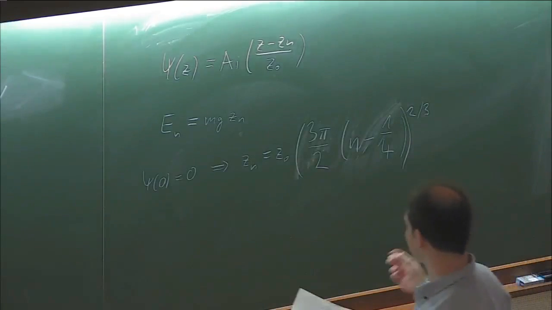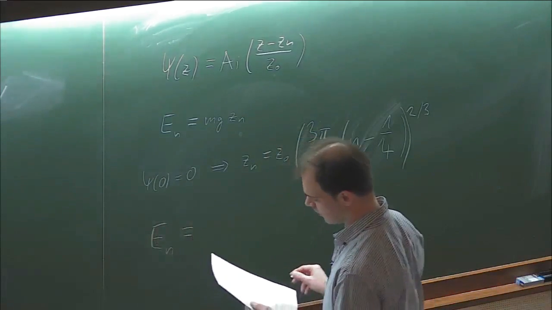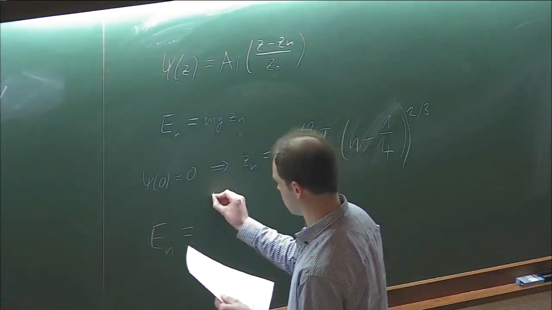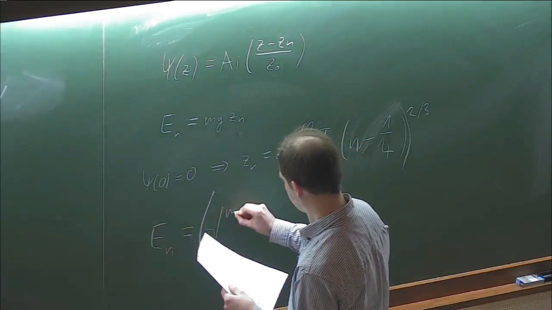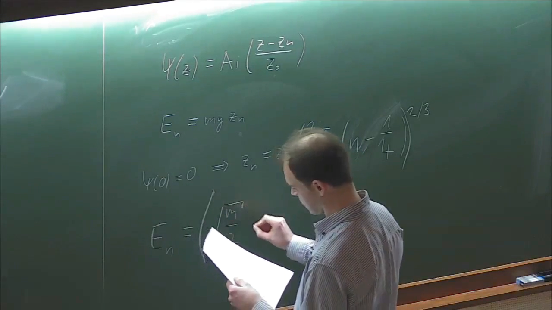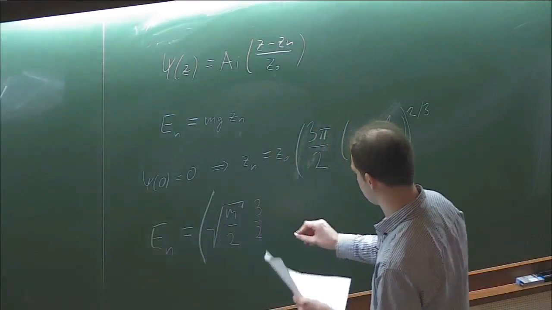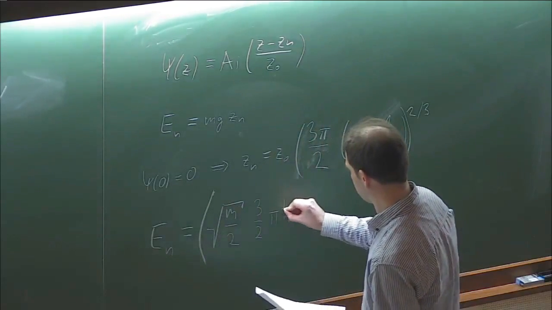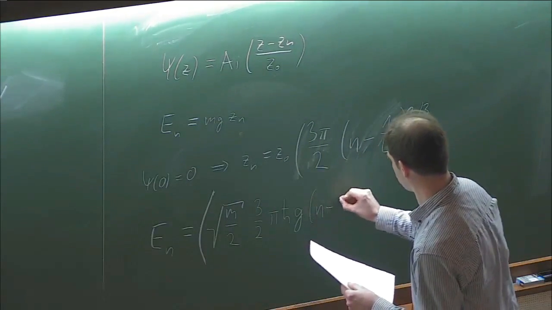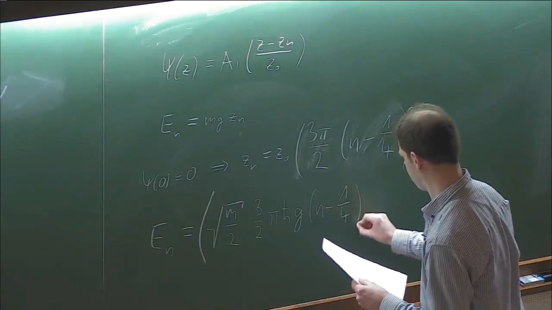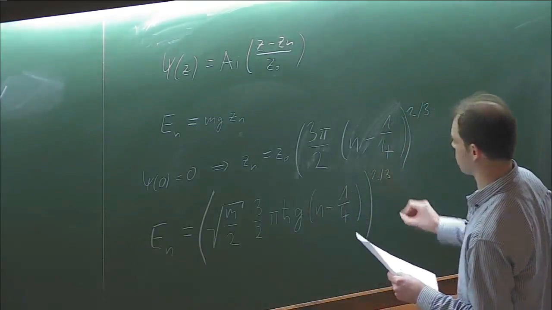Okay. And this we can insert in the energy to get the energy eigenvalues, which are the square root of m half times 3 half times pi h bar g times n minus 1/4, and that whole thing to the power 2/3.